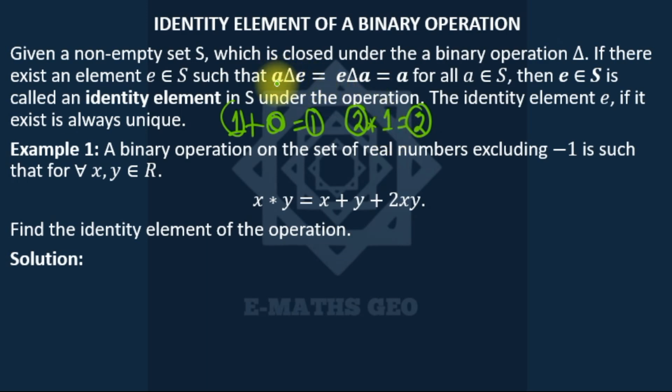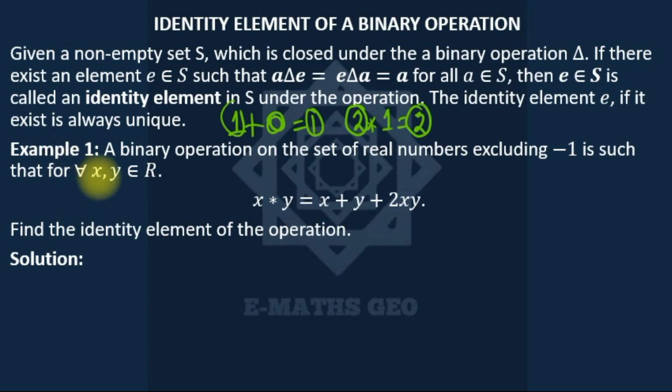So that's why we use this A triangle E. E is the identity element. If we operate with A, it will always give us A. This is just the commutative property, that they are the same. So let's look at this question.